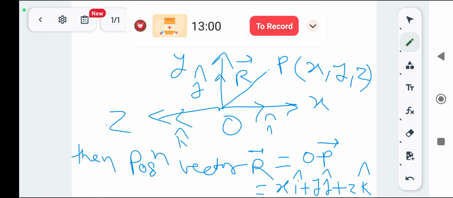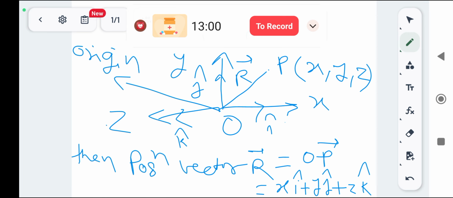This is the point P. Suppose a point P is represented in x, y, z space, and point P has coordinates x, y, z. The unit vector along the x direction is i, along y direction is j, along z direction is k. Then the position vector R is represented by capital R vector equal to the OP vector, that equals xi plus yj plus zk. Here O is the origin.